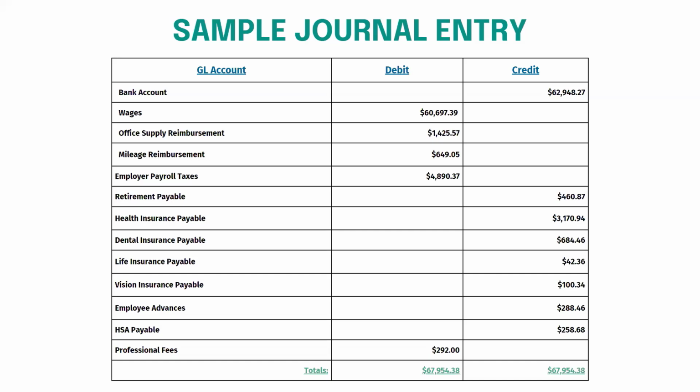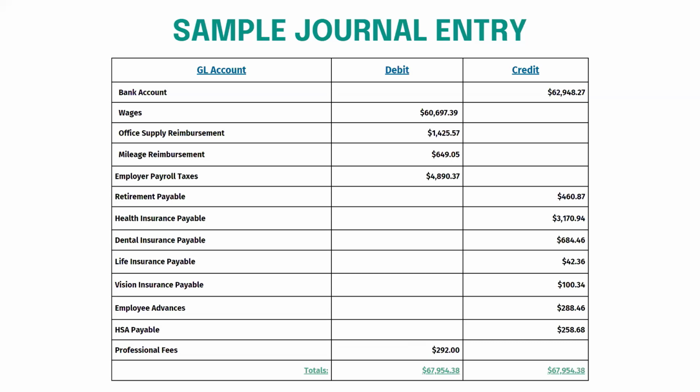Looking at advances, we talked about that. Again, they should on their books have an asset for however much they had advanced to that employee. And this would be reducing that advance on the books.